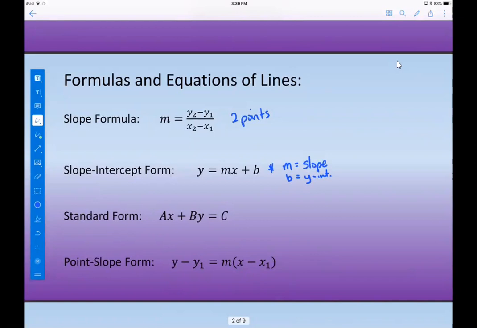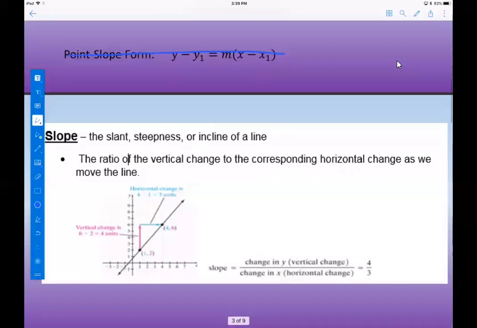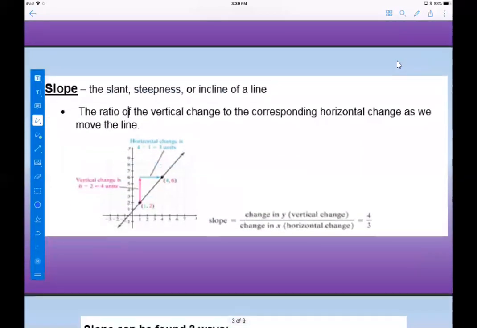Standard form we'll look at. If we have to find the slope, we might have to convert from standard into slope-intercept form. And in this lesson, we will not use the point-slope form. So let's talk about slope.